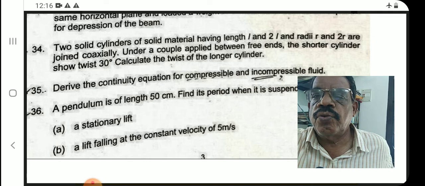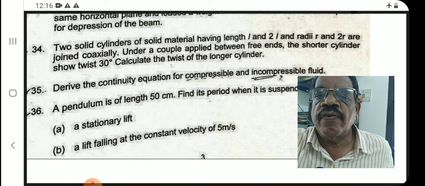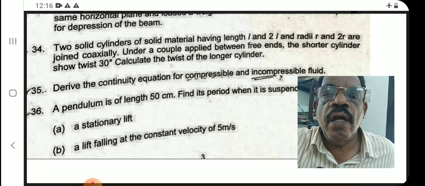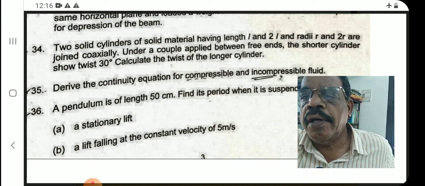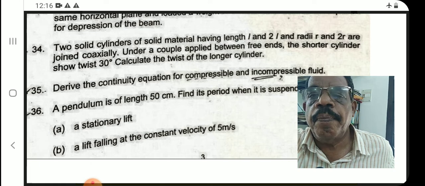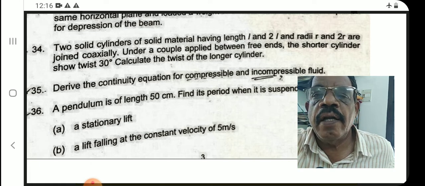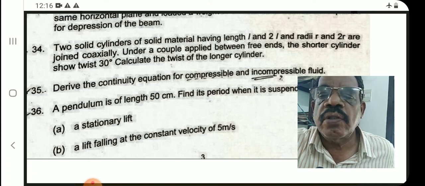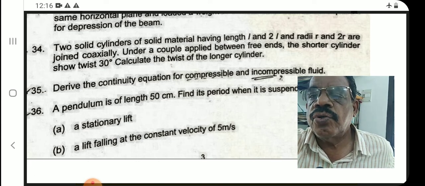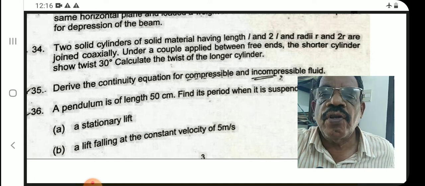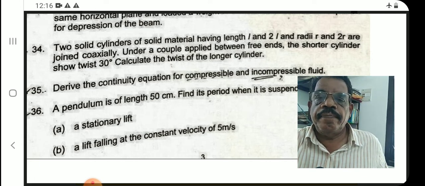Number 34, two solid cylinders of same metal having length L and 2L and radii R and 2R are joined coaxially under a couple applied between the free ends. The shorter cylinder shows twist of 30 degree. Calculate the twist of longer cylinder.